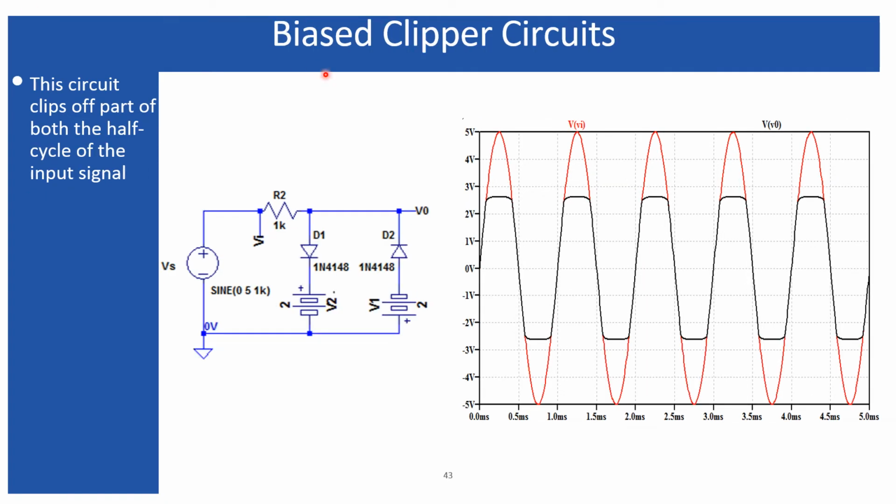And this is one interesting example of the biased clipper circuit, where the circuit is clipping off a portion from both half cycles of the input signal. So due to the combination of the negative bias clipper, this branch represents the negative bias clipper and it is clipping off from the negative half cycle, and this branch is the example of the positive clipper circuit that I have just discussed, and this branch is clipping off from the positive half cycle. So the resulting signal across the output is like this. It's a nice and very interesting circuit.